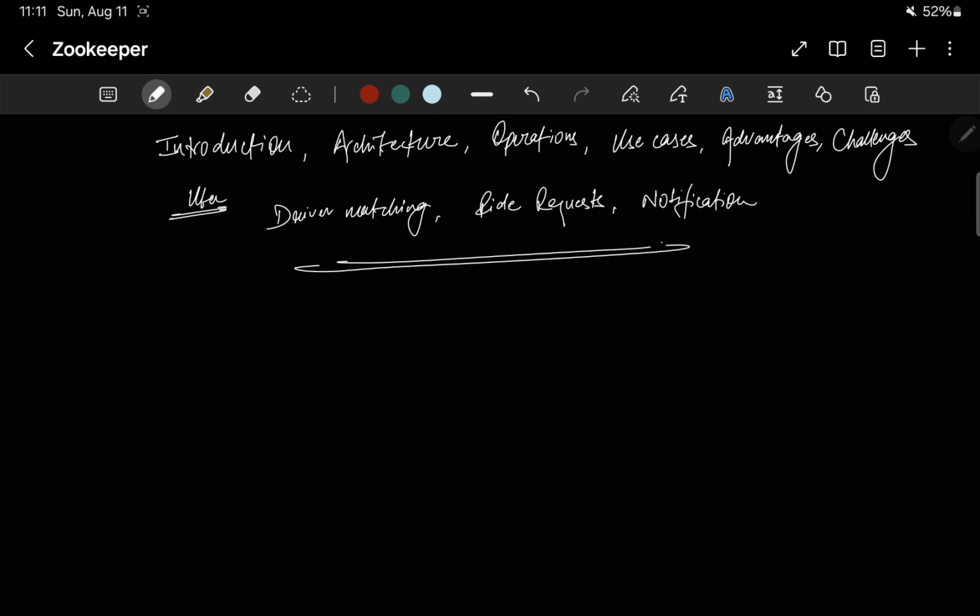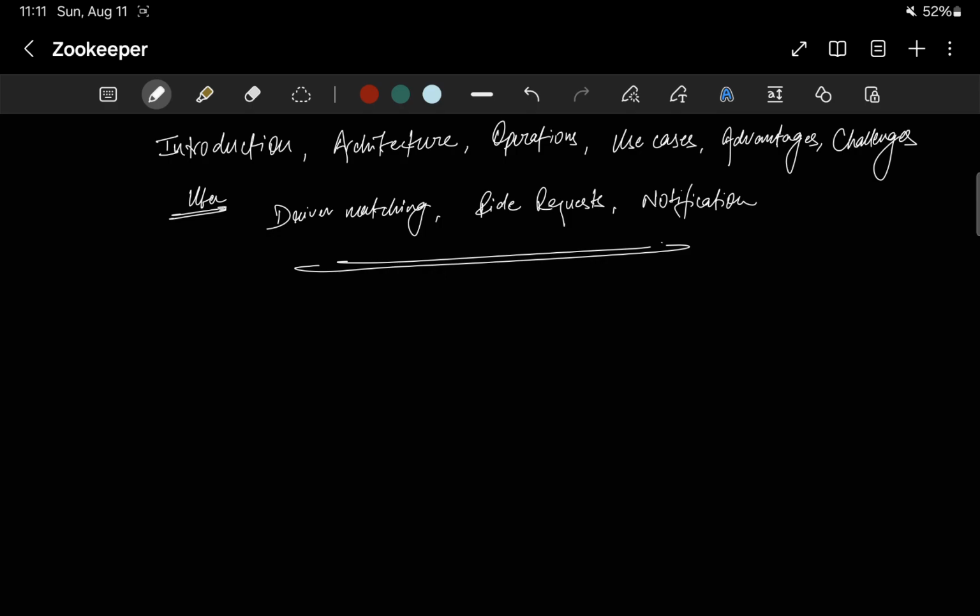So driver matching means assigning drivers to riders. Ride requests means handling requests from the riders, like I am searching for a ride, I need to be taken care of. A driver who is searching for a rider, he needs to be taken care of. And then sending updates to drivers and riders, like okay, your rider is at this place, and the rider gets the message like your driver is arriving in 5 minutes, something like this.